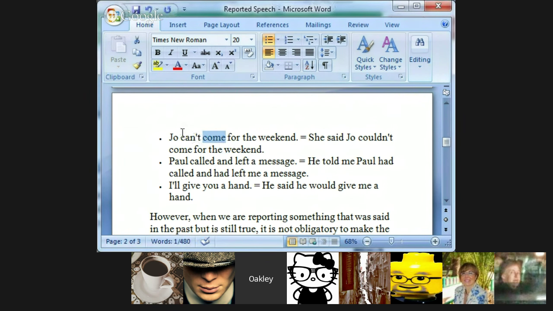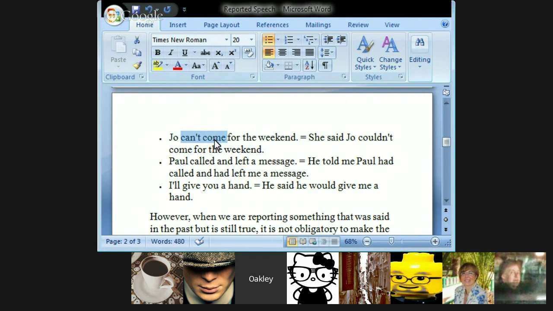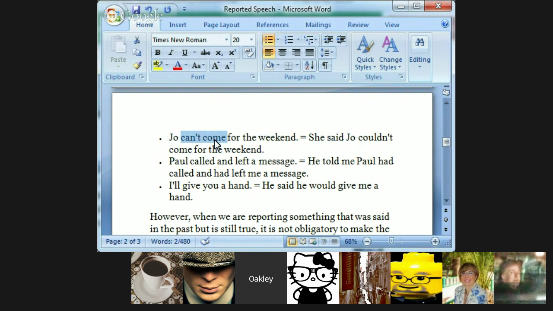What are we doing here? This is present in the first phrase, and we are changing it to conditional. Actually, no, past. To past. That's right. This is a modal. So when we report modals, it gets a wee bit tricky.